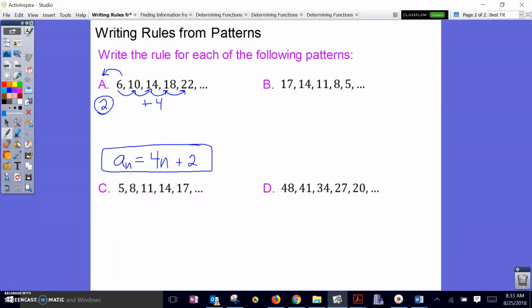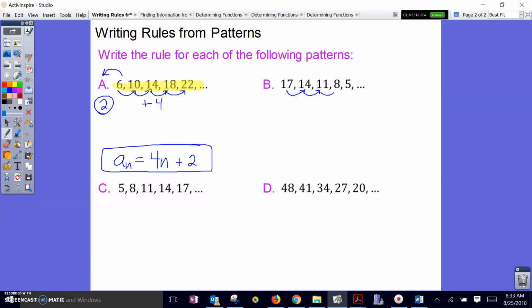And you can double check and substitute in the numbers 1, 2, 3, 4, 5 in here for n, and make sure that it gives you the values that are actually listed in your pattern. And if you do that, you'll find that this indeed works, and that rule does generate the pattern that you see there. Alright, let's look at the next one.